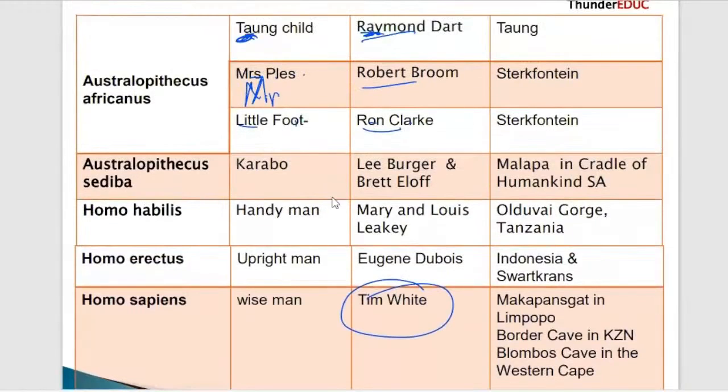Then Australopithecus sediba. Sediba is Karabo. That one is Lee Berger. Please, you need to know that. Homo sapiens, Homo habilis, and then Homo erectus. Please watch that small video. We will be able to know.